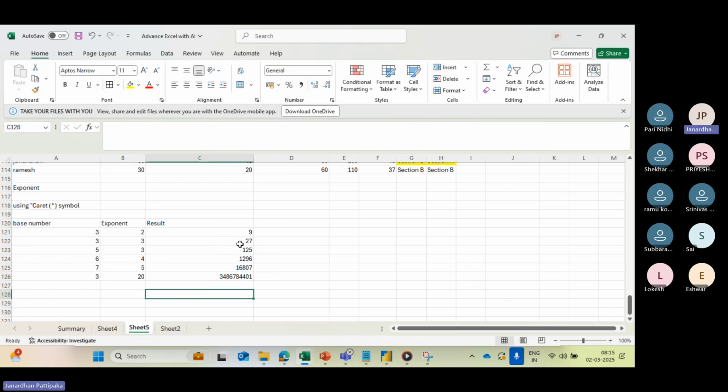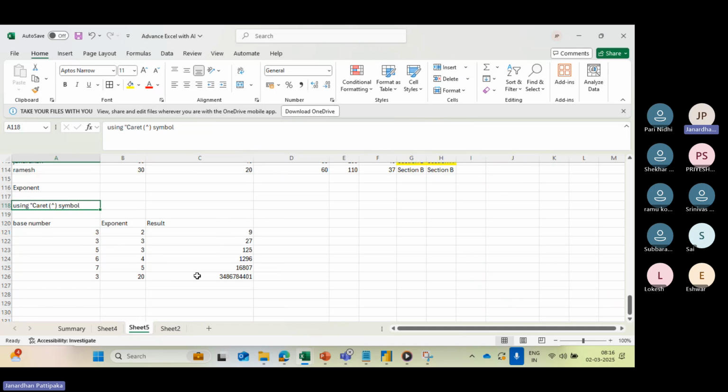See, 3 to the power of 2 is 9. 3 exponent 3 means 3 to the power of 3, 27. 5 exponent means 5 to the power of 3. 6 exponent 4 means 6 to the power of 4. 7 exponent 5 means 7 to the power of 5. 3 exponent 20 means 3 to the power of 20, 3 into 3 into 3, 20 times. This symbol we call the exponent symbol, or the caret symbol. This is where you need to calculate the exponent.